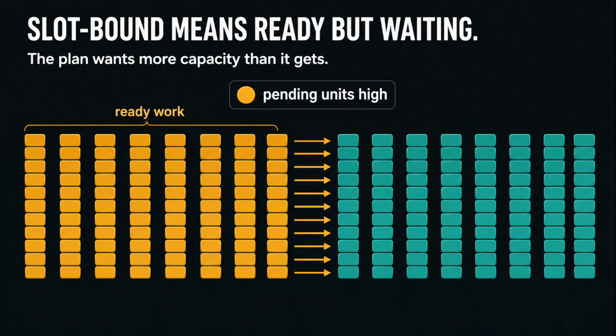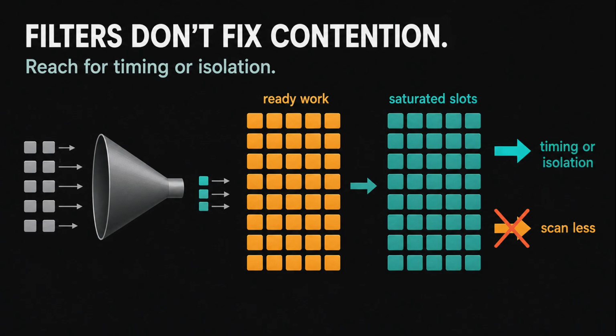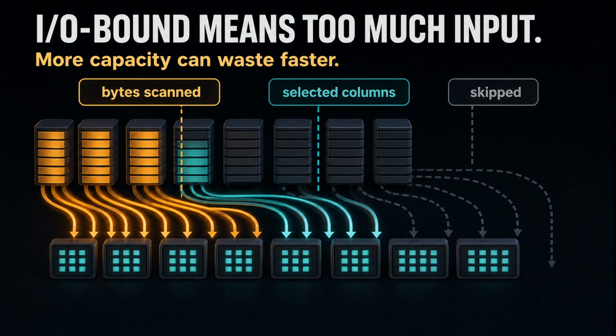And that is not the same as reading too many bytes. Not at all. Adding a filter helps only if it cuts the work. If the real bottleneck is a crowded pool or a stage starved of parallelism, the filter misses entirely. Sure. I watched a teammate lose an afternoon convinced his SQL was broken, when the real problem was that nothing else would let go of its slots. The result is you reach for timing or isolation, not scan less.